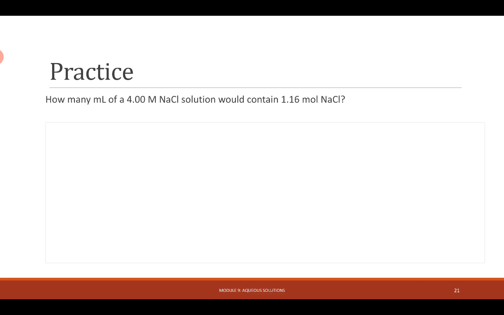All right, here is a practice problem for you. It reads, how many milliliters of a 4.00 molar NaCl solution would contain 1.16 moles of NaCl? Go ahead and pause the video and try to work that out on your paper in your notebook, and unpause the video when you are ready to continue.